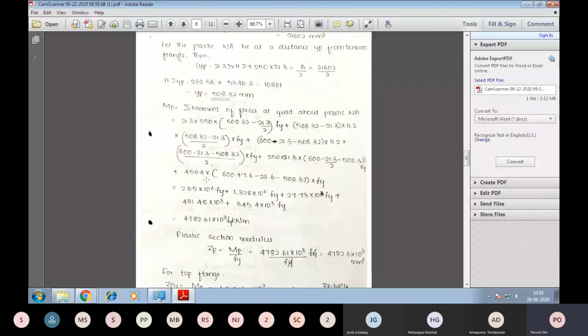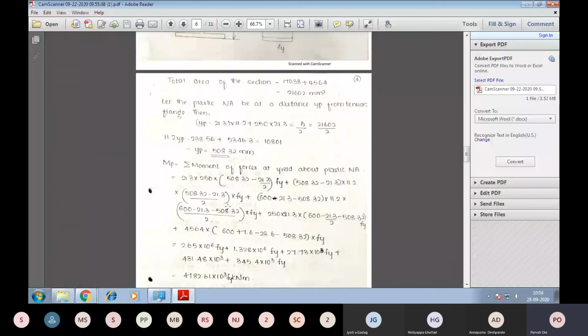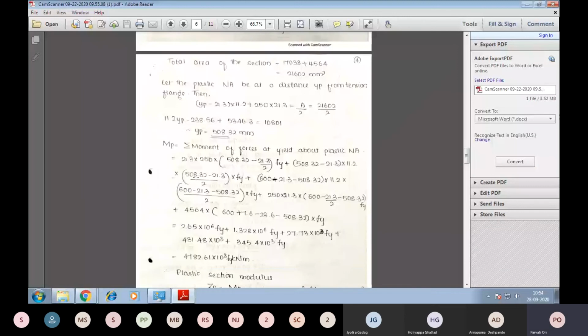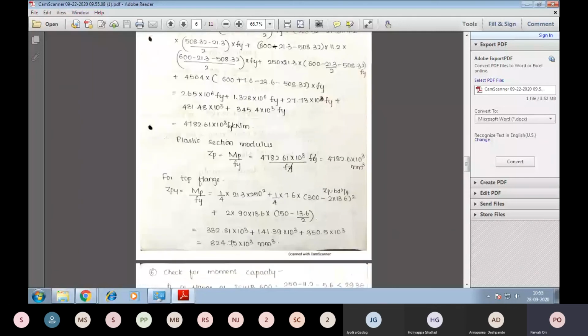So hope everybody has got this value 4782.6 into 10 raised to 3. So I need everybody to revise this equation again, because you have to calculate these values correctly. If you go wrong somewhere here in calculation, so entire design will be wrong, remember. Okay, so just revise this again. In tomorrow's class again I will tell you how to calculate the section modulus for the top flange. So I need everybody to practice this equation at your home, right?